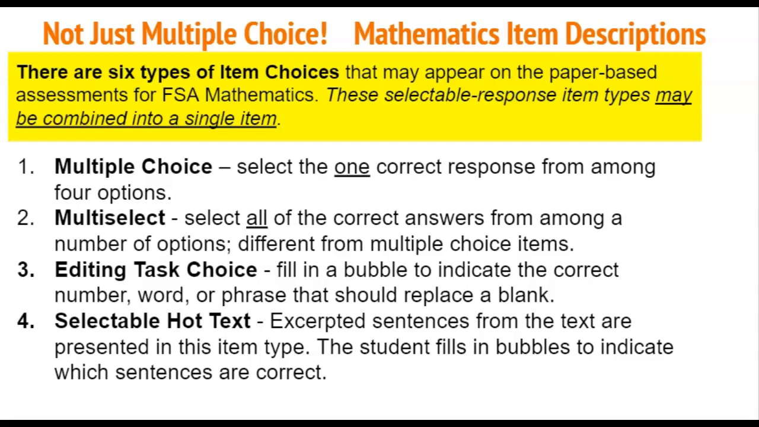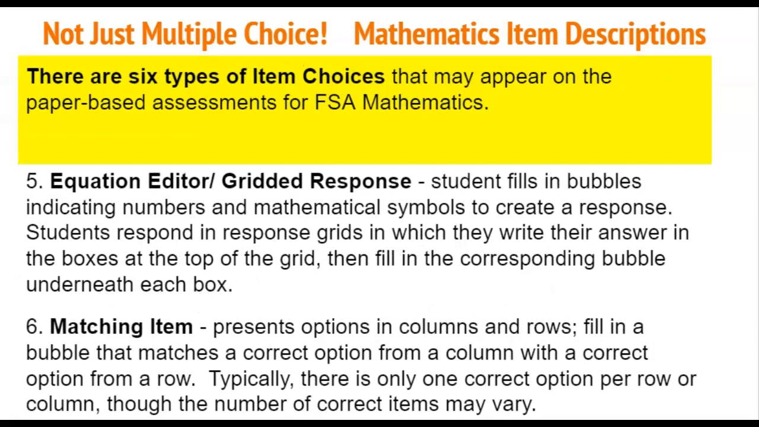Selectable hot text involve excerpted sentences from text presented. Students would fill in bubbles to indicate which sentences are true or correct. Students also receive equation editor or gridded response items where the correct answer is written into spaces. And then students must fill in the corresponding bubbles indicating numbers and mathematical symbols to create the response.